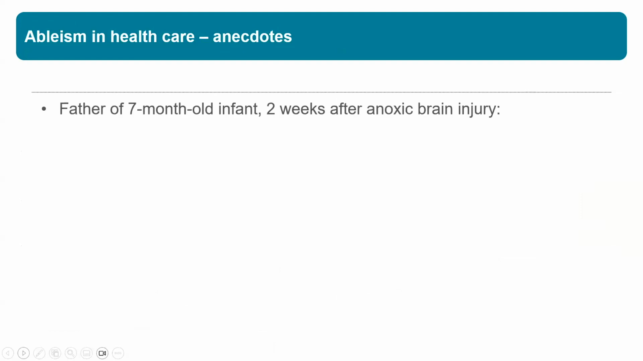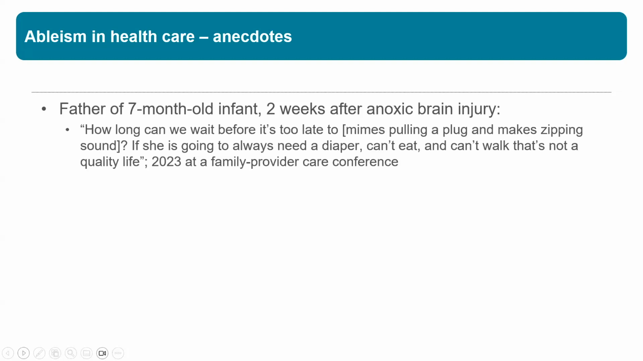So now I'm just going to share some anecdotes of experiences that I've had within healthcare. This first story is, I was in a care conference with the father of a 7-month-old infant who was 2 weeks after a significant anoxic brain injury. In the care conference, there were doctors from the pediatric intensive care unit, lung doctors, palliative care providers, and members from the neurology team. And I think I will always remember what this father said.